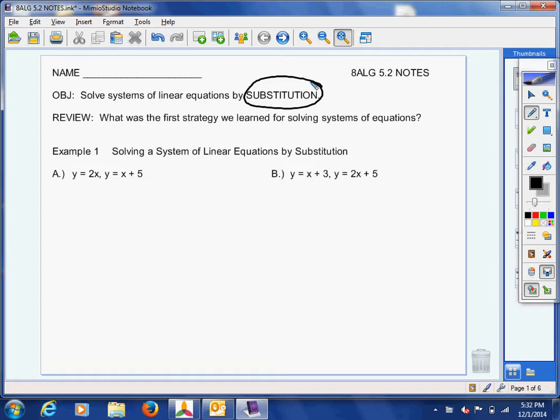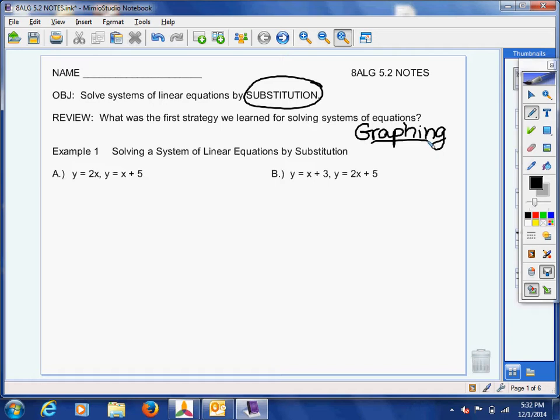So again, to review one more time, what was the first strategy we learned for solving systems of equations? We graphed. You're exactly right. We did graphing. Not my favorite. Maybe some of you like it, but I certainly don't. It's not my favorite. All right, so let's look at example 1.